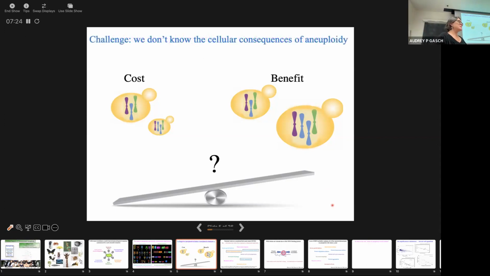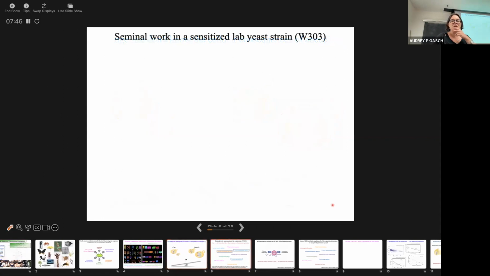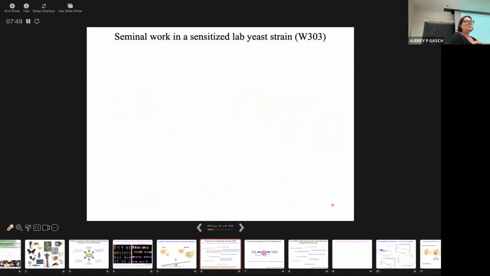The challenge is, after all this time, whether we're talking about people or yeast, we as a field still don't really understand the cellular consequences of having an abnormal number of chromosomes. Why is there a cost to that? Why is it deleterious? When is it beneficial? We need to understand the molecular details to really get that. So there's been seminal work done by other labs in yeast, using yeast as a model for eukaryotic cellular biology.